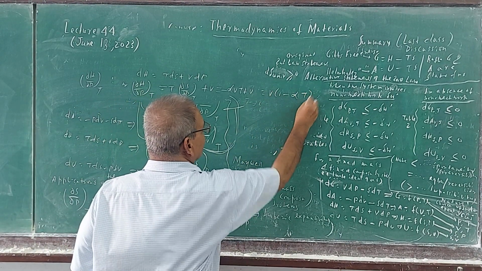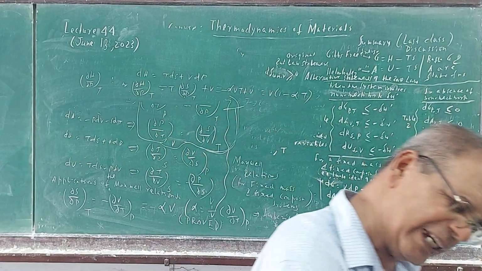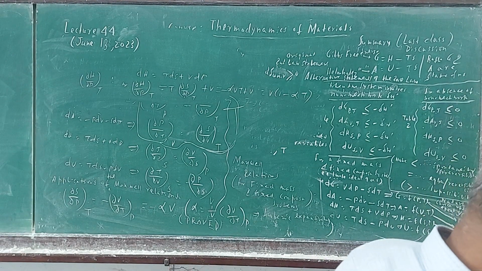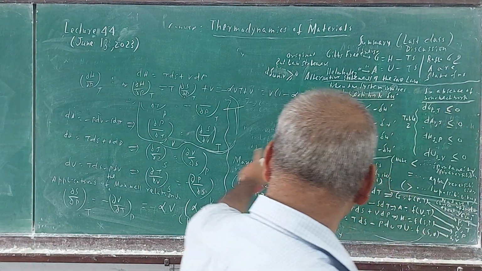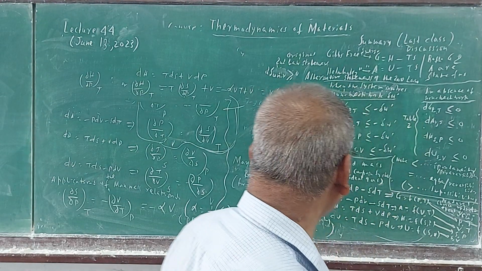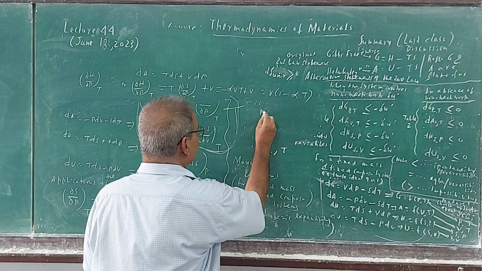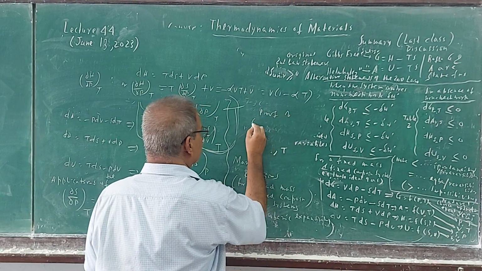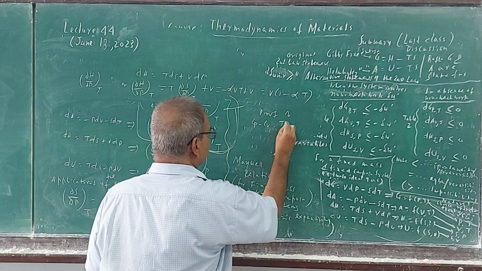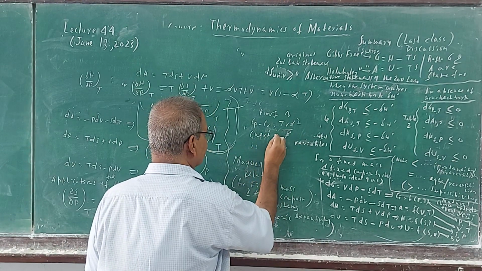You are happy? There is still Cp minus Cv proof, next day. Next time when we meet, this is a small thing, an application of this. Easy. Proof of Cp minus Cv equals T V alpha square by beta, next class.